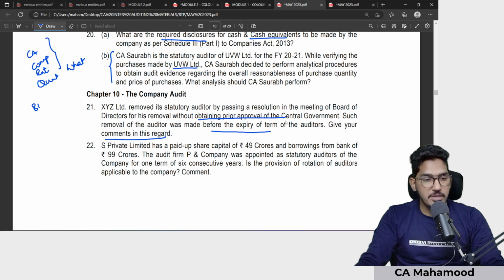First, board of directors shall pass a board resolution. Application should be made to central government in ADT2. If the central government gives approval, within 60 days shareholders meeting has to be conducted. In that shareholders meeting, even special resolution will be required.